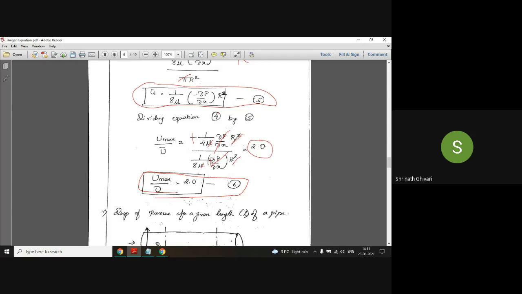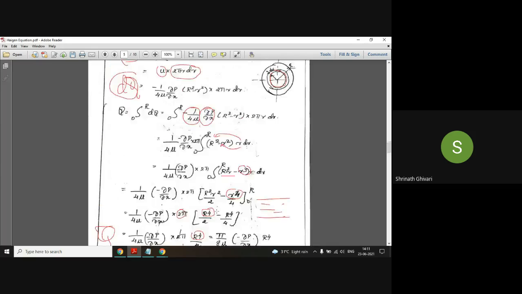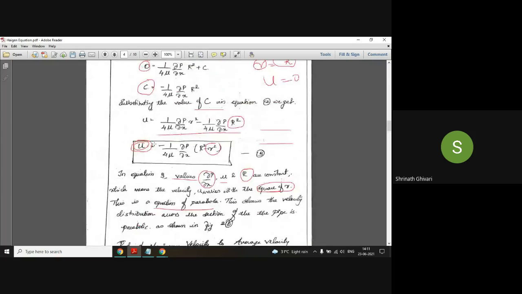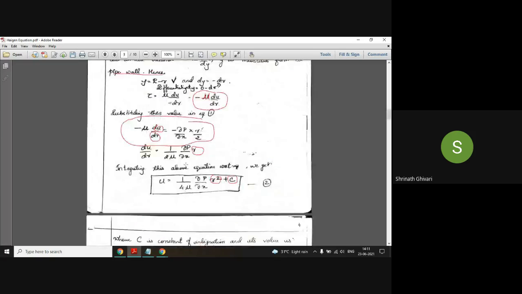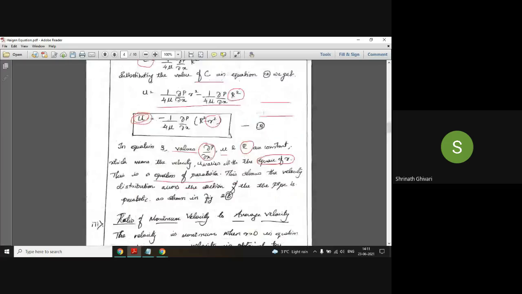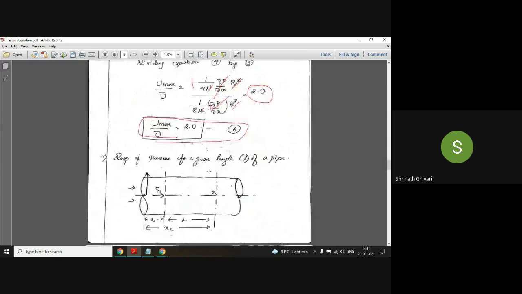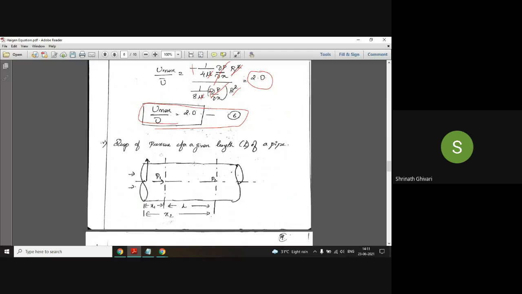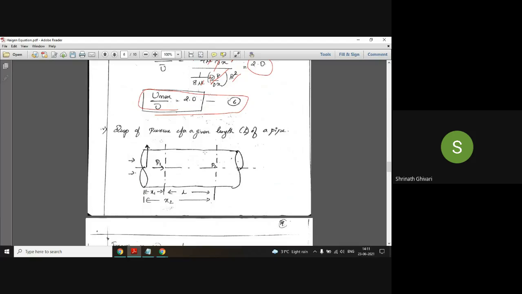So whatever equations I have written here, like maximum velocity, average velocity, the velocity equation, the shear stress equation, and the ratio of average velocity to maximum velocity, these all are important from the problem's point of view. Now we have to determine one more parameter, that is drop of pressure. Still we have not derived the Hagen-Poiseuille equation, which is the last equation. So that is drop of pressure.